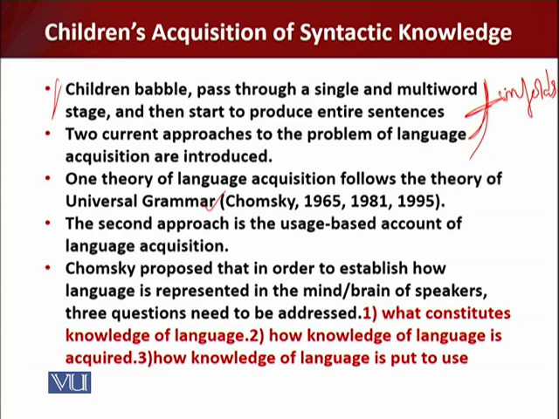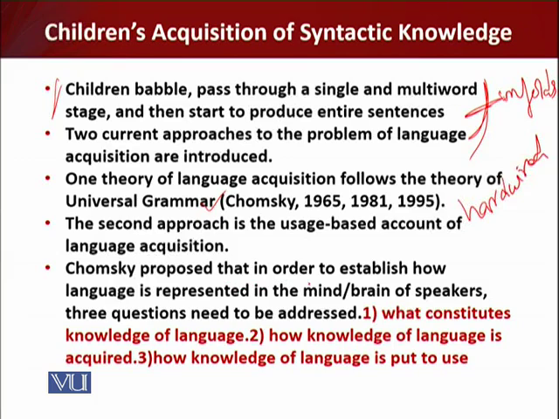The theory of universal grammar, which is proposed by Chomsky and is also called the generative approach to language acquisition, takes as a basic assumption that children are hardwired. They are hardwired with linguistic knowledge that gives them access to structural representation in the absence of experience.